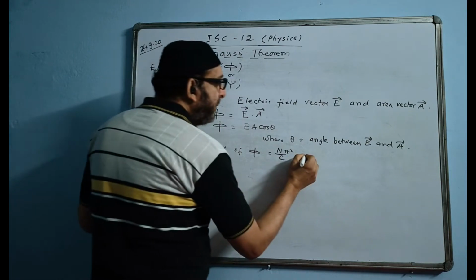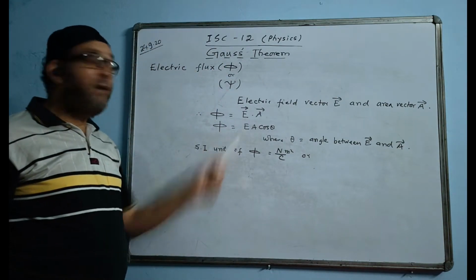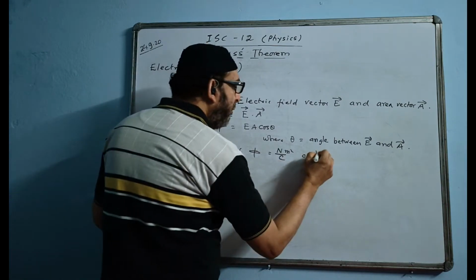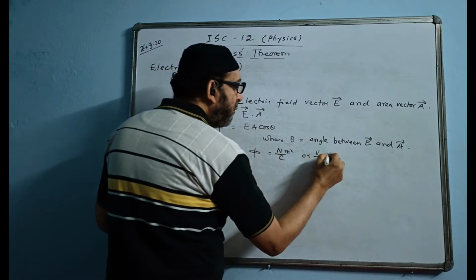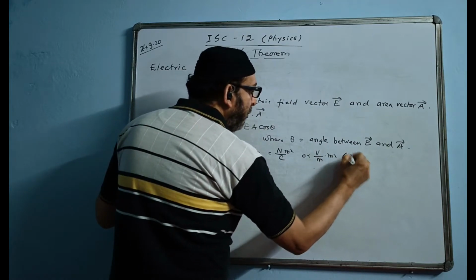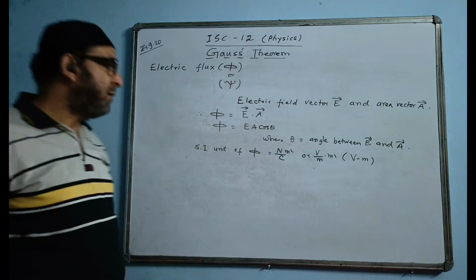This is one way we can express it, or the other way we can express it like this. The other unit of electric field is volt per meter. Here we can write volt per meter into area, which is meter square. Meter will cancel, and the answer will become volt meter, V-m, volt into meter. That is it.